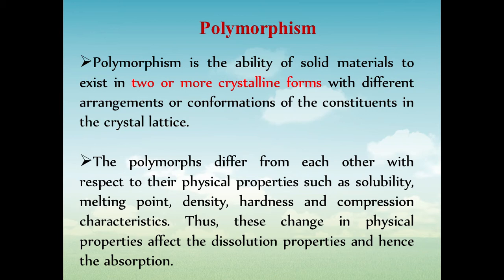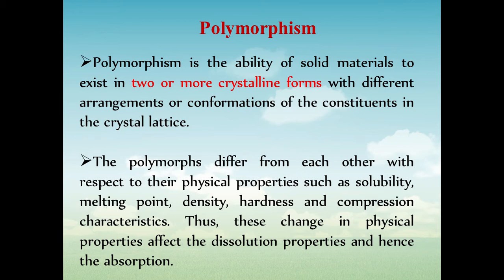Polymorphism is the ability of a solid material to exist in, this is very important, two or more crystalline forms. It means whenever a chemical compound has two or more crystalline forms, with different arrangements or conformations of the constituents in a crystal lattice, that particular phenomenon we call polymorphism, and the two different structures we call the polymorphs of each other.